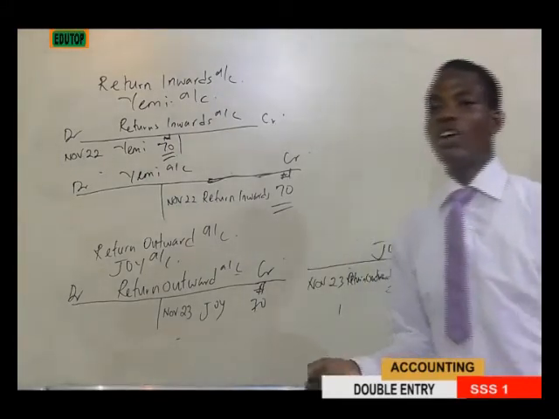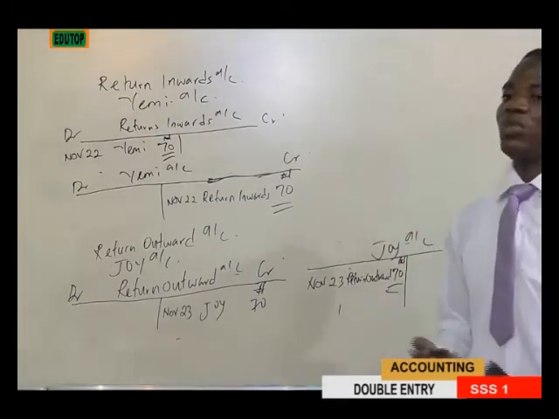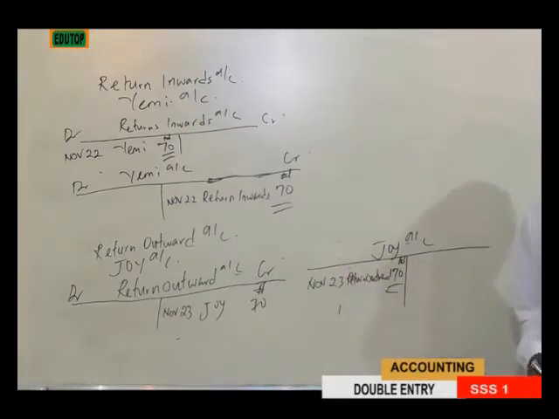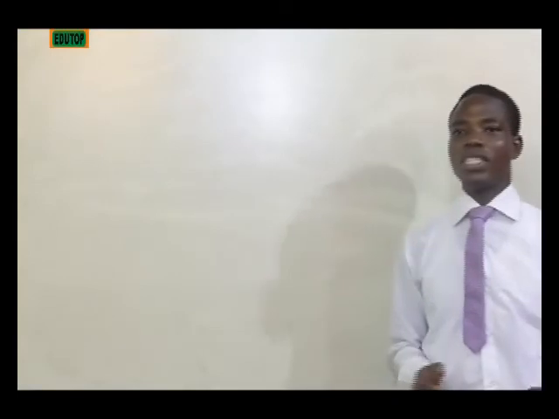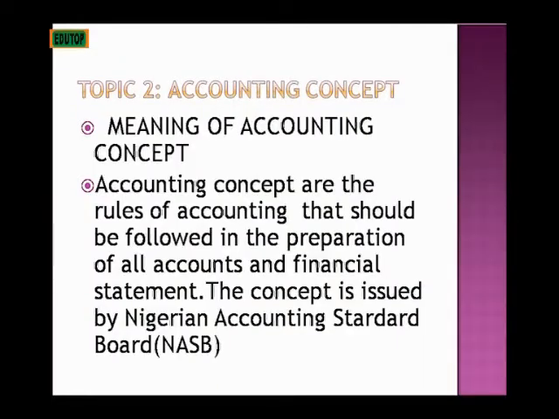We have many illustrations as touching single entries, using the same application we use on this illustration. We've treated the double entry principles. Now, under the themes, we'll be talking about accounting concepts. What is the meaning of accounting concept? Accounting concepts are the rules of accounting that should be followed in the preparation of all accounts and financial statements. And these concepts are issued by the Nigerian Accounting Standards Board.